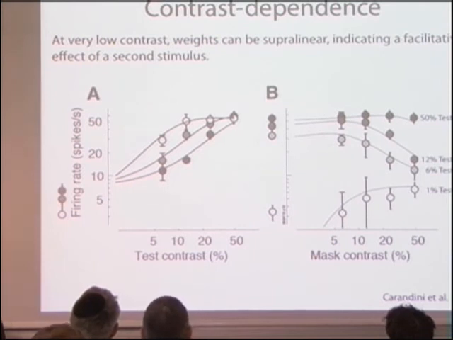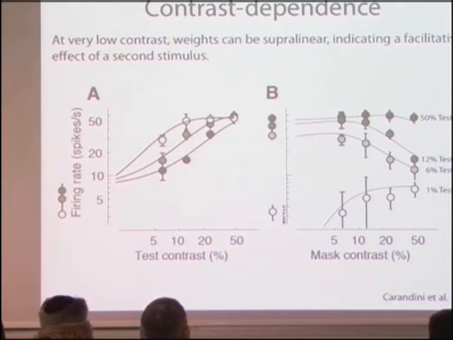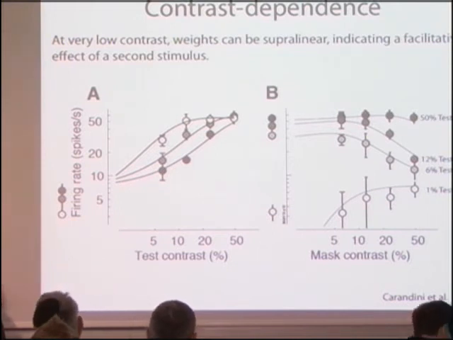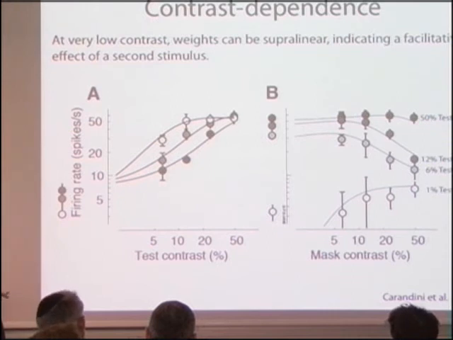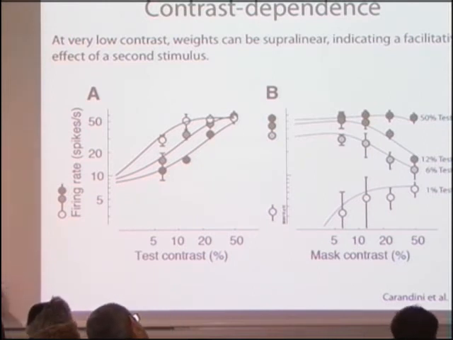And then one last really cool effect. Earlier work, a paper published by Carandini et al. in '99, showed that you don't always get sublinear addition. You can also get what we call superlinear addition. So here they show a low-contrast oriented stimulus by itself, at 1%, and then they overlay it with a mask, an orthogonal stimulus of varying contrast, and they see that at low contrast, a masking stimulus can actually be facilitating rather than suppressing.